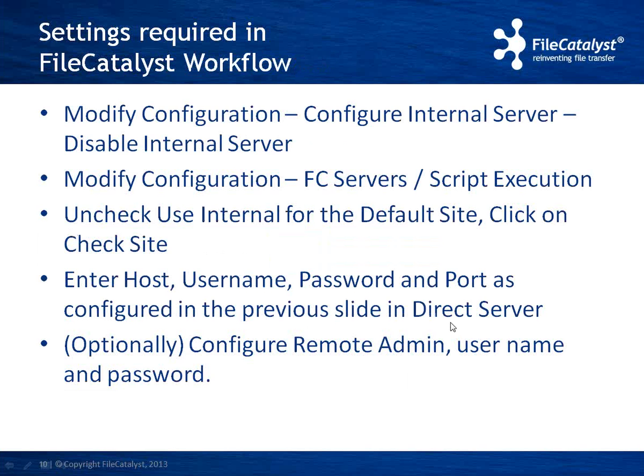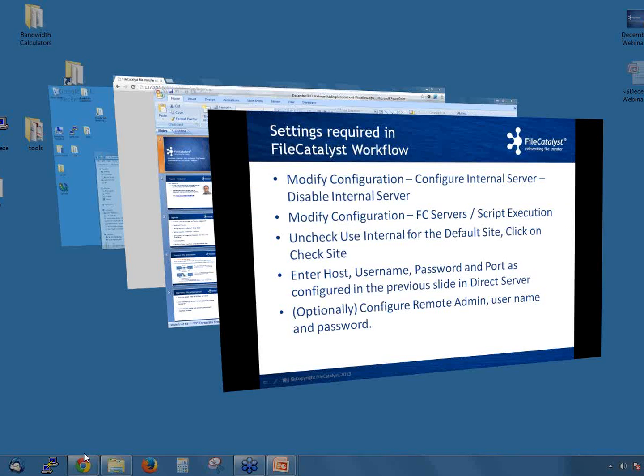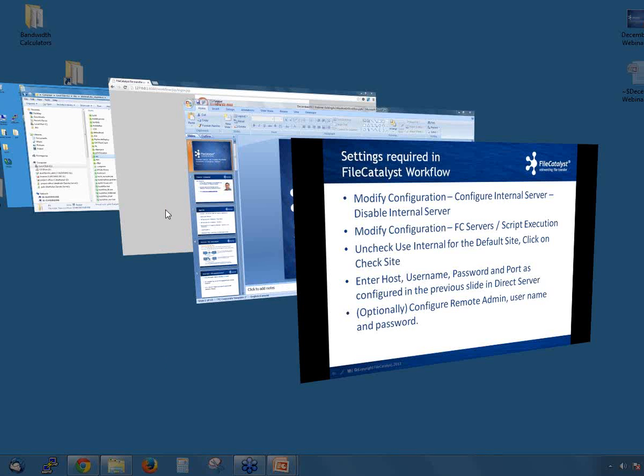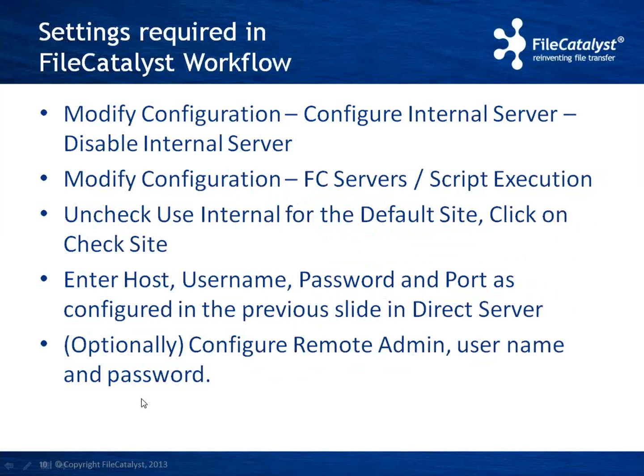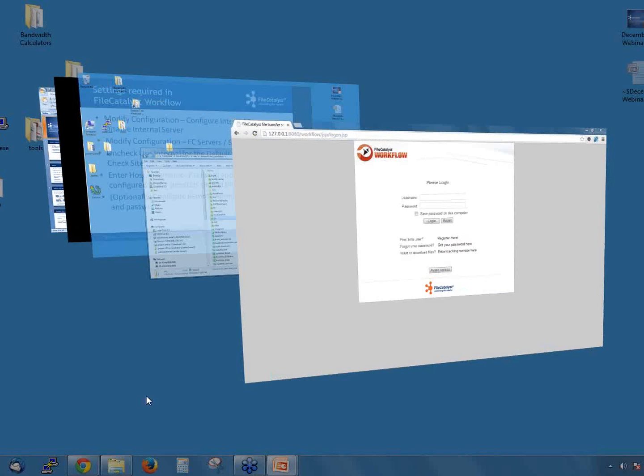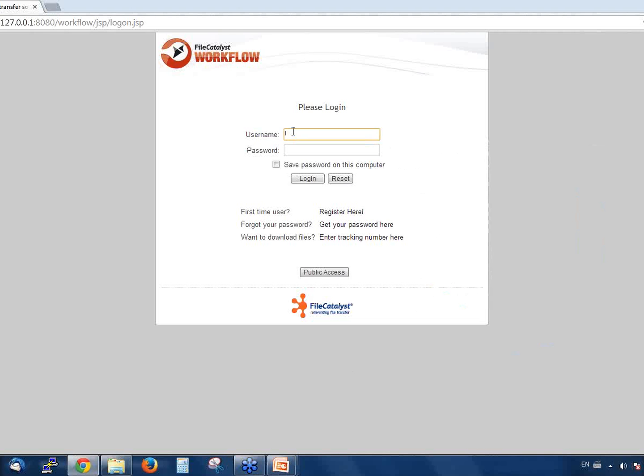Settings required in FileCatalyst Workflow are fairly similar, where you have to modify your configuration, you have to disable the internal server. So here, let me just get started on this. I'm going to log in here. So here I have a running version of FileCatalyst Workflow. I'm just running this on localhost here right now.